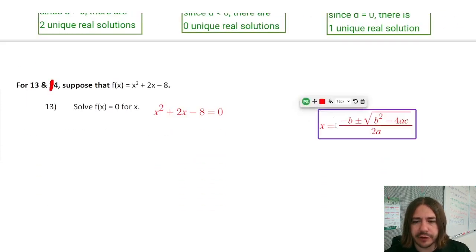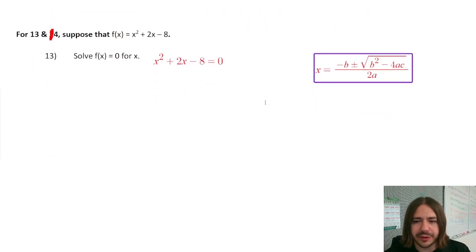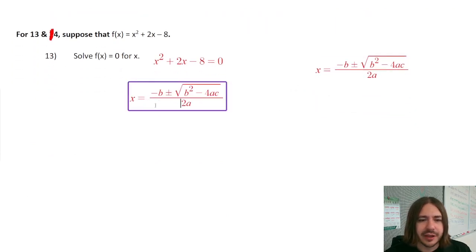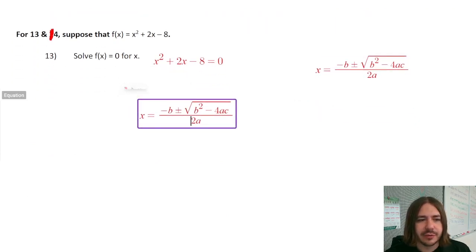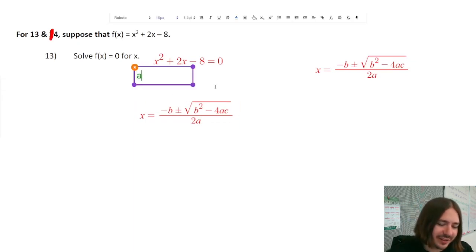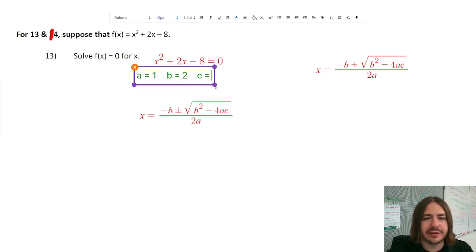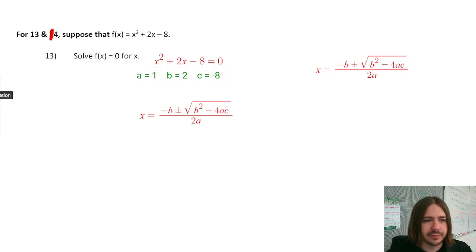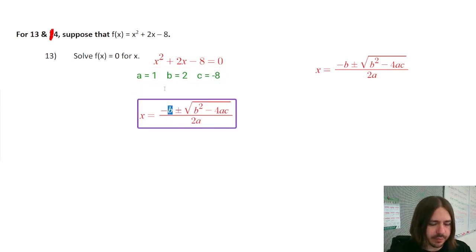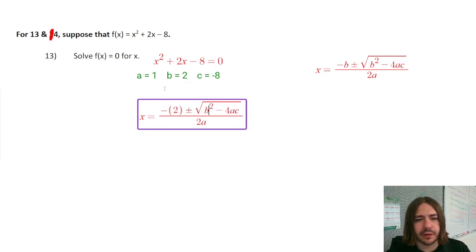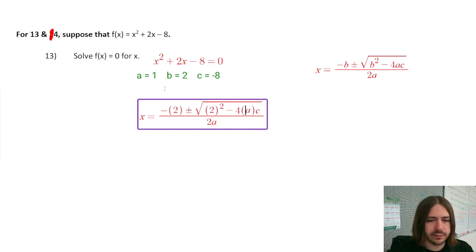I'll copy it over here. I've got this formula all over the homework at this point. Okay, I'm not even going to bother. Well, maybe I should. Let's just go ahead and identify A is 1, B is 2, and C is -8. That way there's no confusion here. Yeah, B is 2. A is 1. And C is -8.